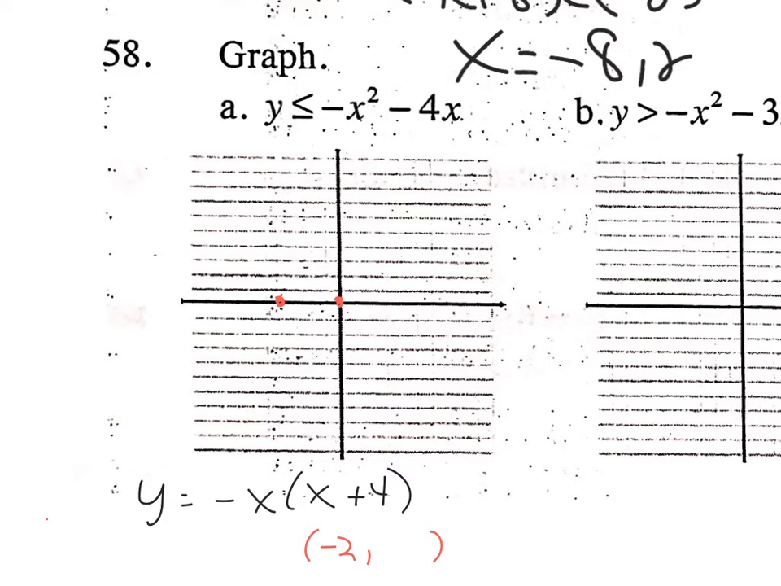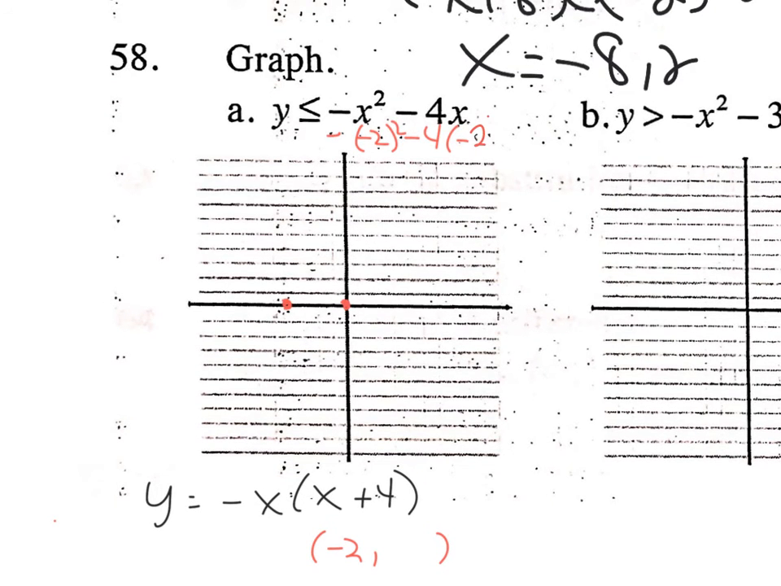It doesn't really matter. If I plug negative 2 at the top up here, I'll get a negative 2 squared minus 4 times negative 2. One thing I know about this parabola is it's going down, so I know the vertex is up in quadrant 2 somewhere. Negative 2 squared is 4. That's going to be a negative 4 plus 8. Negative 4 plus 8 is 4, so the vertex is right there at negative 2, 4. It's opening down. It's solid because it has an equals.